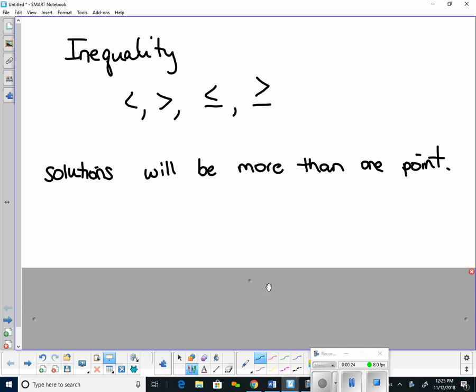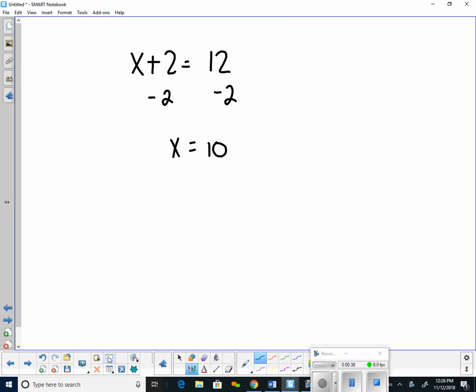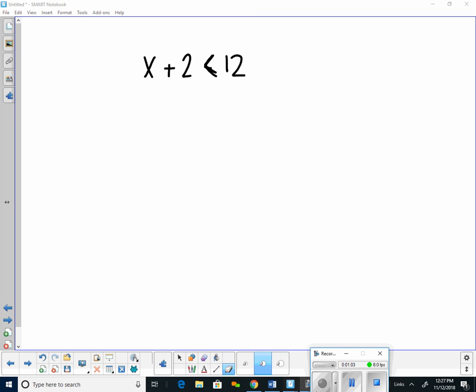Also, when you're solving an inequality, your solutions will be more than one point. So when we look at our solutions in a minute, I may have several answers that can make that inequality true. So if we start with this equation, we have x plus 2 equals 12. I'm going to subtract 2 from both sides to get x equals 10. At this point, 10 is the only number that can go into my original statement up here to make that true.